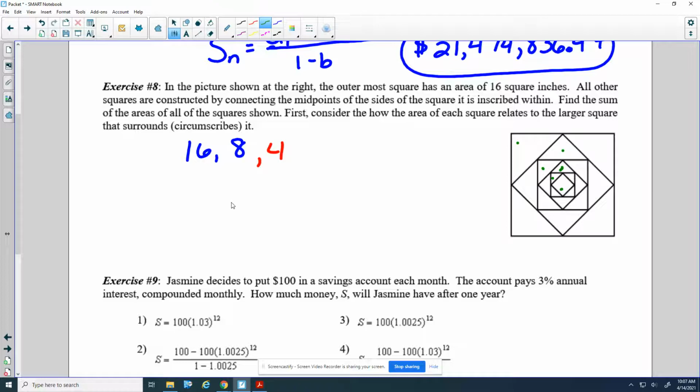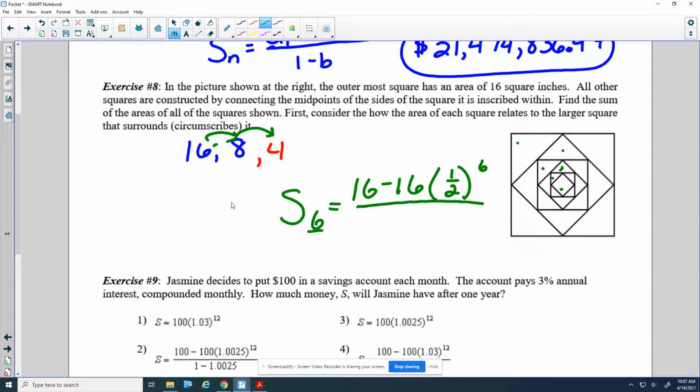Okay, so if I'm writing this, I'm trying to add up this sequence of numbers, making it a series. That's S sub 6. We're adding up 6 different numbers. We're going to start on the outside. We could think of starting on the inside, but the outside's given. So that's A sub 1 times (1 minus b to the 6th). We are multiplying by 1/2 here. There are 6 squares to add up, and 1 minus b is 1 minus 1/2. So if we add up those numbers, we end up with a total area of 31.5 square units.